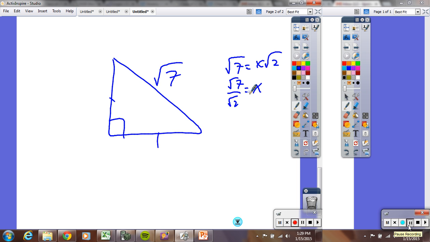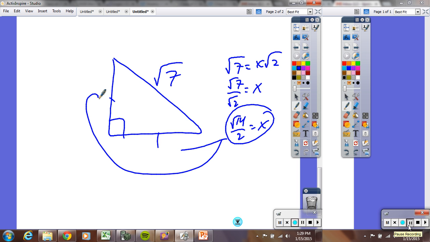So therefore, root 2 top and bottom is root 14 over 2 equals x, and that's what these side lengths become. We feel comfortable about these? Not too bad, right? Yep.